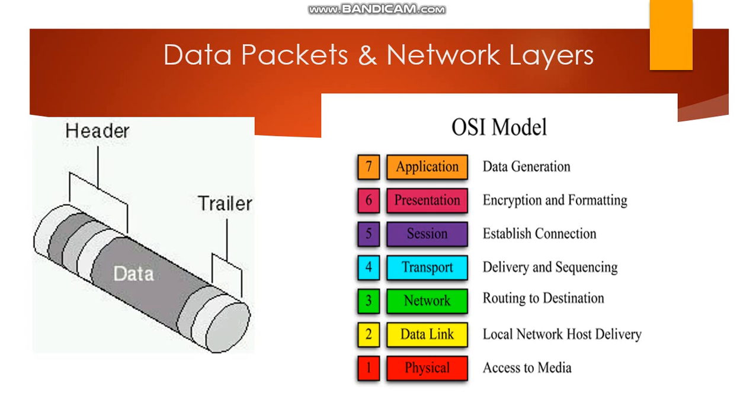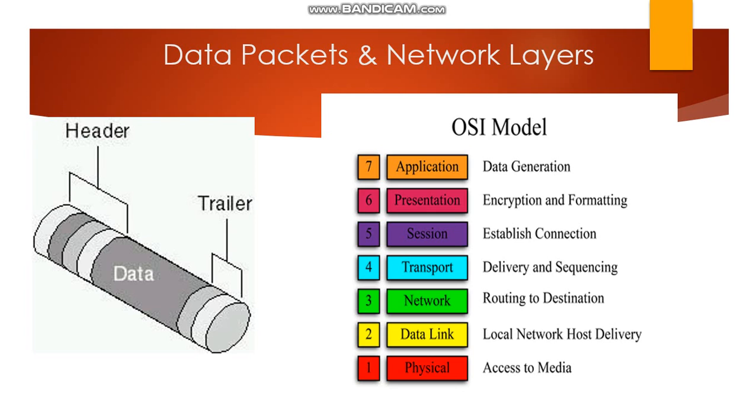So this is data packets and network layers. The OSI model starts from physical, that's access to media. Then data link, that's local network host delivery. Then network, routing to destination; transport, delivery and sequencing; session, established connection; presentation, encryption and formatting; and application, data generation. And that's the diagram of the data, trailer and header.